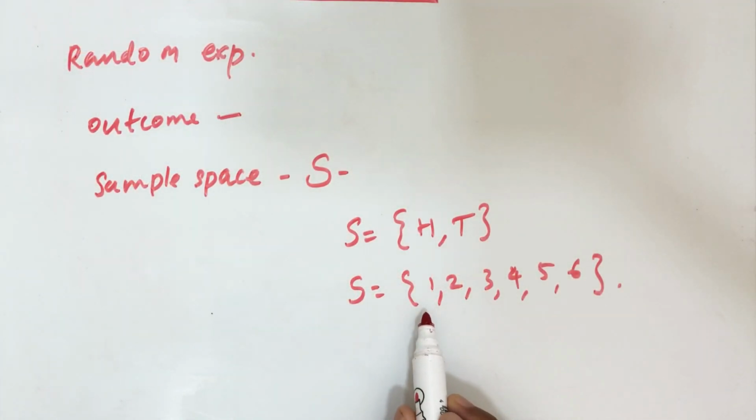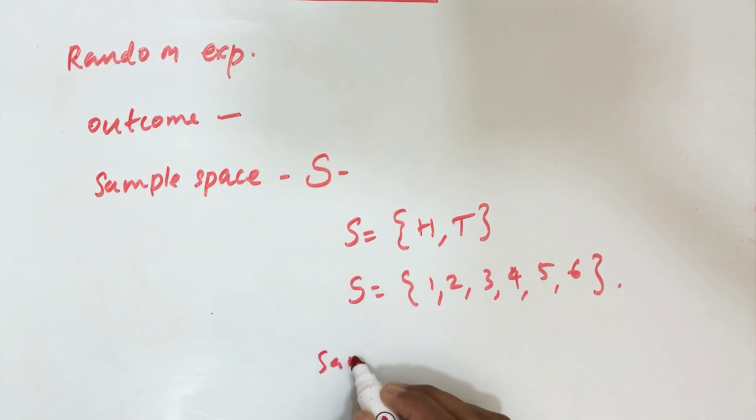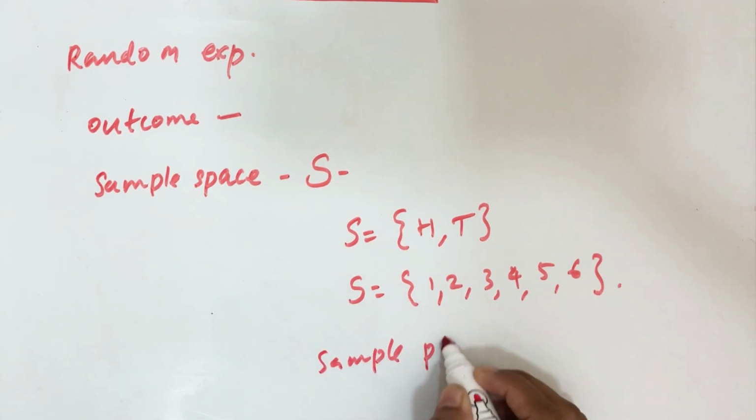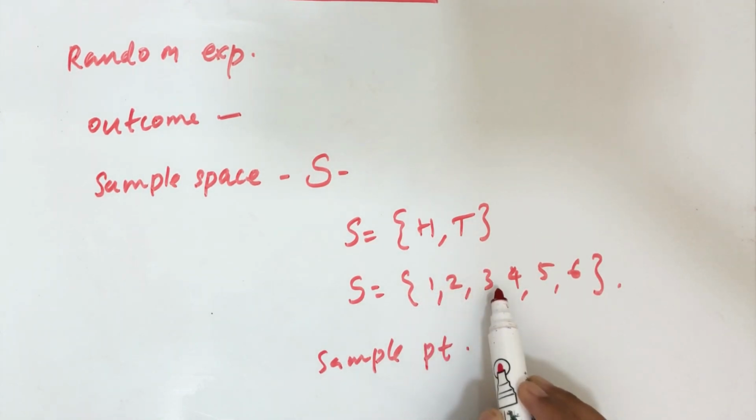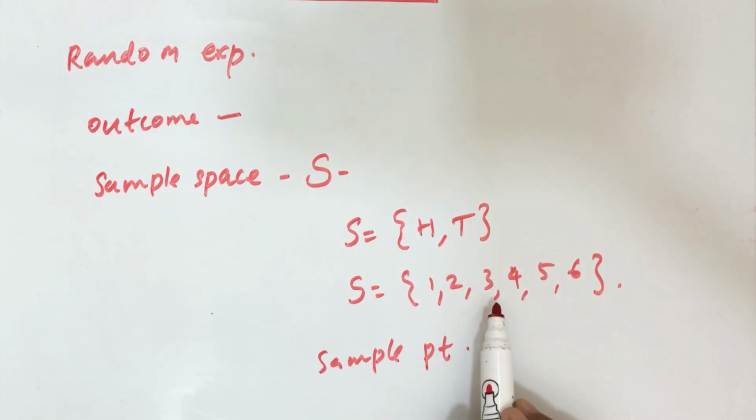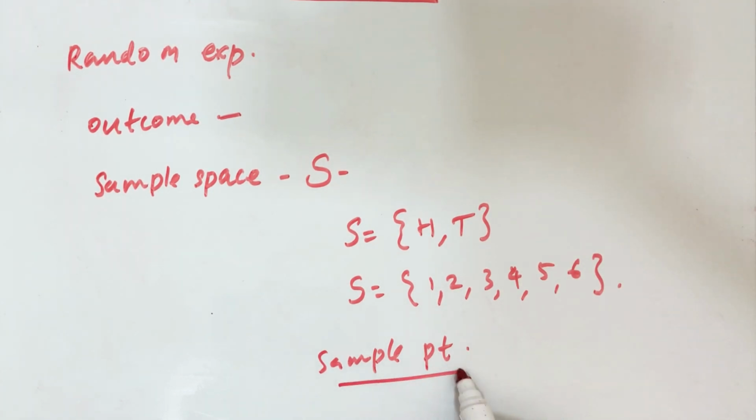Each element of the sample space is called a sample point. Or we can say a sample point is each outcome of the random experiment. 1, 2, 3, 4, all are outcomes of the random experiment, or each element of a sample space. So a sample point is all that.